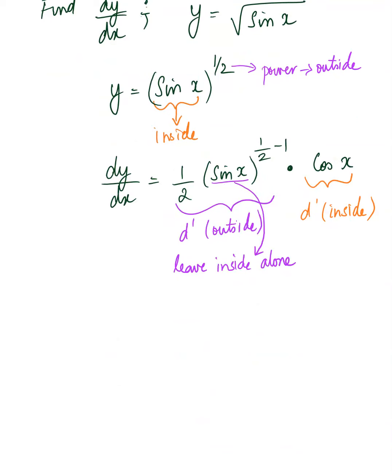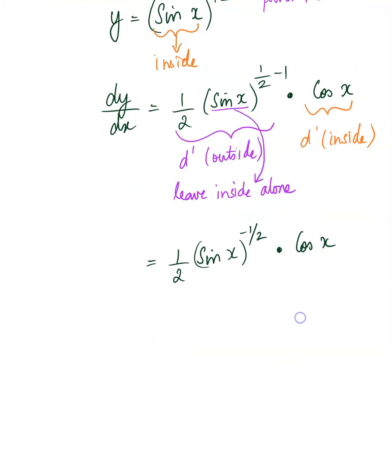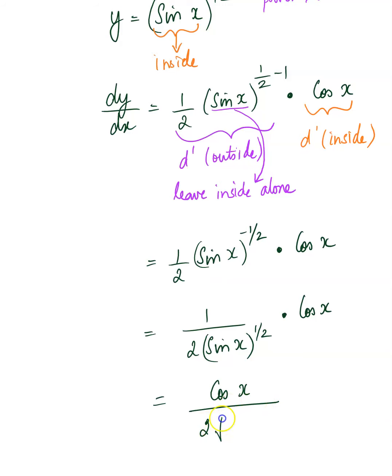Alright, so we are doing this using the outside-inside rule, and that will be half sine x power negative half times cosine x, and you can already see if it's a negative half, then I can bring the sine x to the denominator. Flip the base, change the sign. Cosine x, which is the same as having cosine x and the 2 square root of sine x in the bottom.